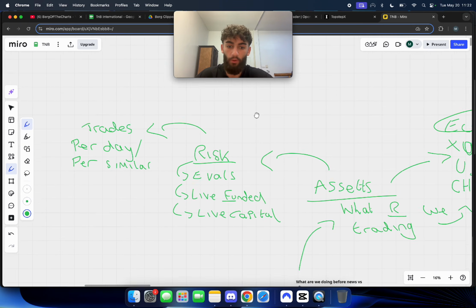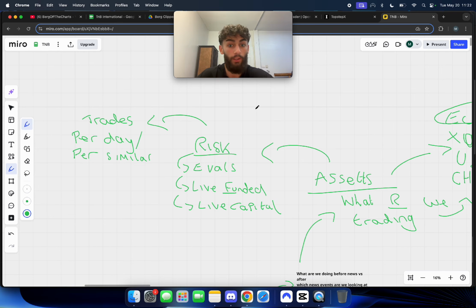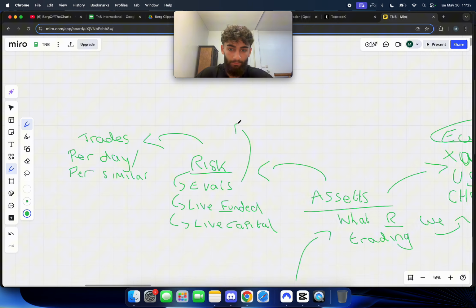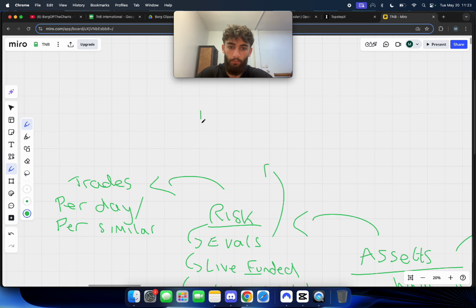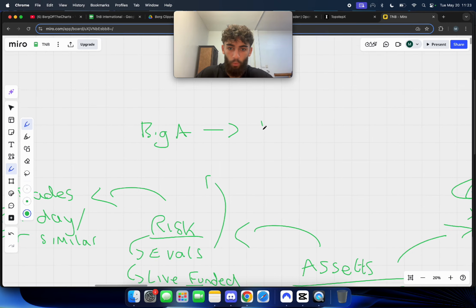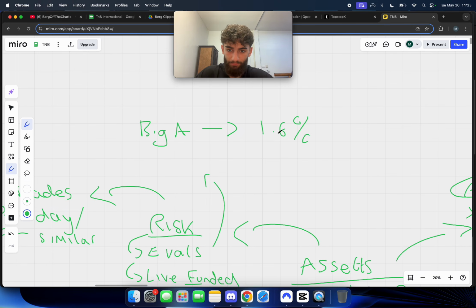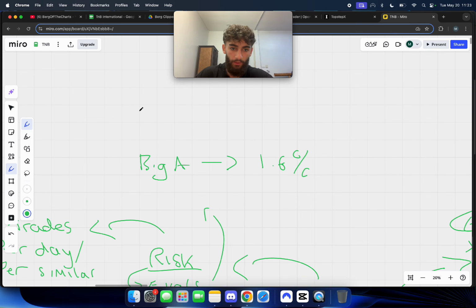Risk. Now this is important. So lock in. Evals. Evals on the 10% drawdown and 8% drawdown accounts, like the ACGs and the FTMO. So we'll just put big accounts. Big accounts, I'm doing 1.6% risk per trade in the eval stage.